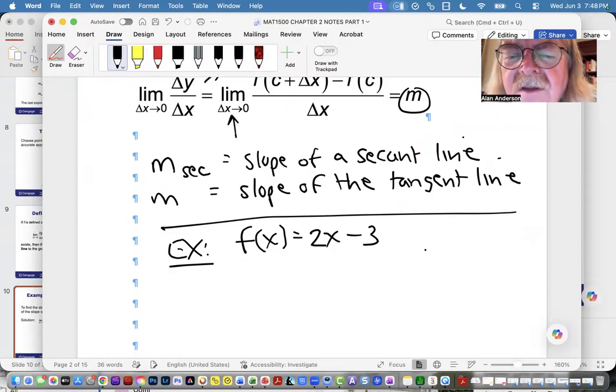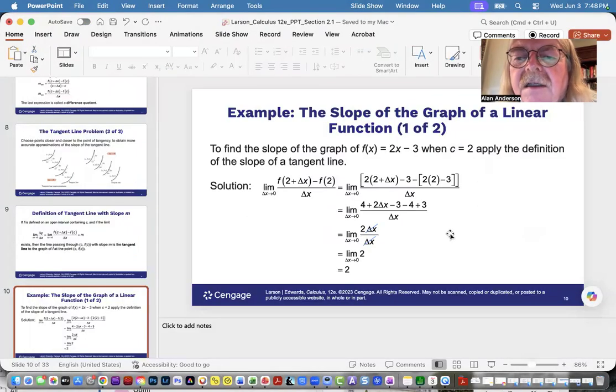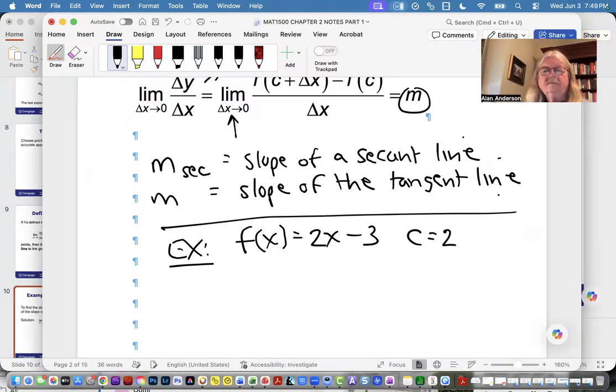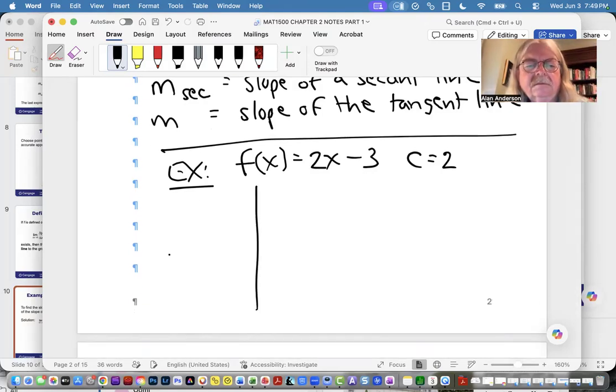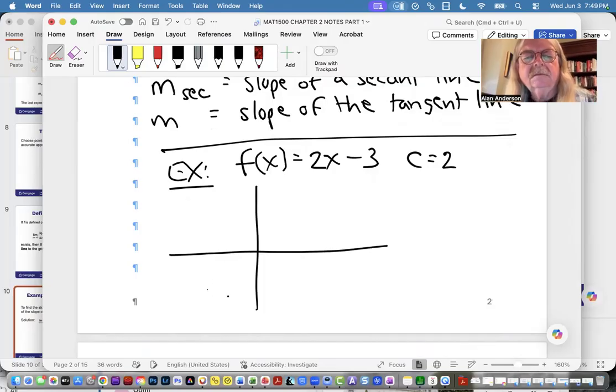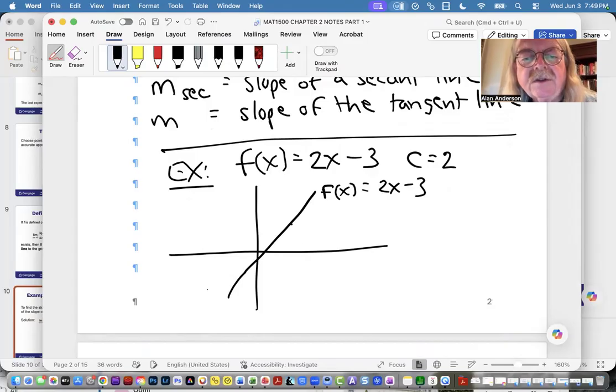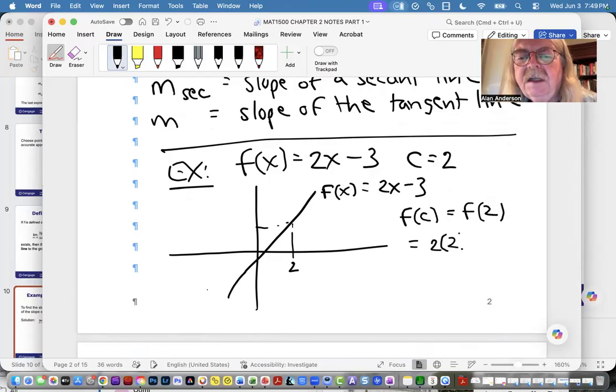And what they want to know is what is the slope of the tangent line to this function at the point 2. Now, of course, this is a linear function. Looks something like this. And when c equals 2, the function has a value of 2 times 2 minus 3, 4 minus 3, which is 1.